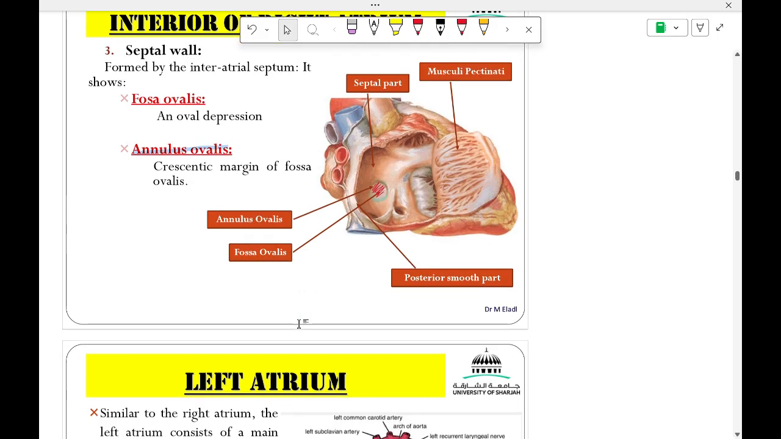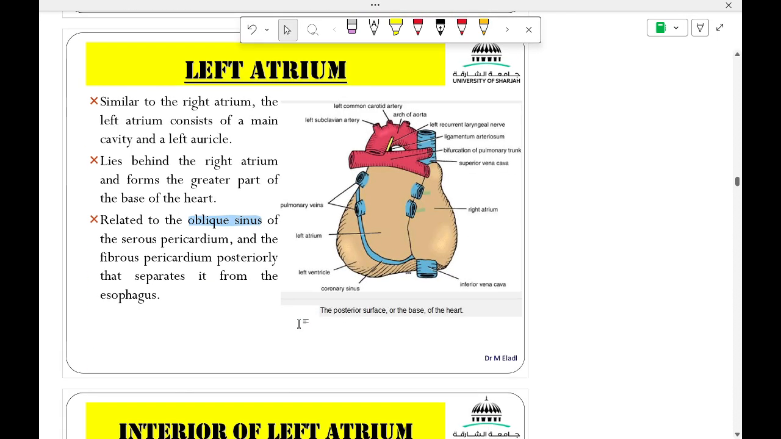It's the same thing. Okay. Now moving on to the left atrium, again, it's going to contain a cavity and an auricle. It's going to lie behind the right atrium. It's more or less just forming the base of the heart, and it's going to be hidden. So if you see it from the upper border, it's going to be hidden by the different great vessels.